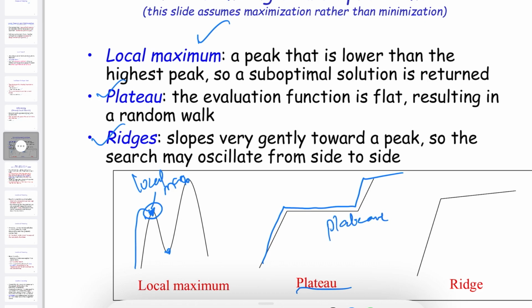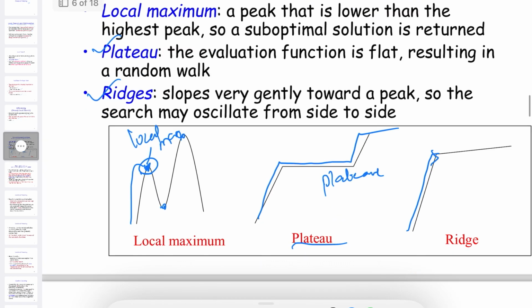Then ridges: the slope goes very gently toward a peak, so that the search may oscillate from side to side. So a ridge means you have to climb it to get the complete view of the peak. That's what is called the ridges. So the hill climbing search problem will have three things: either you reach a local maximum, or a plateau, or the ridges.